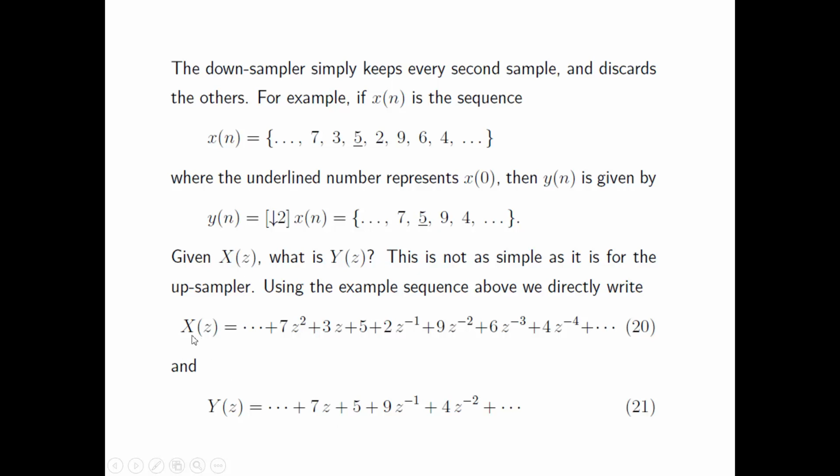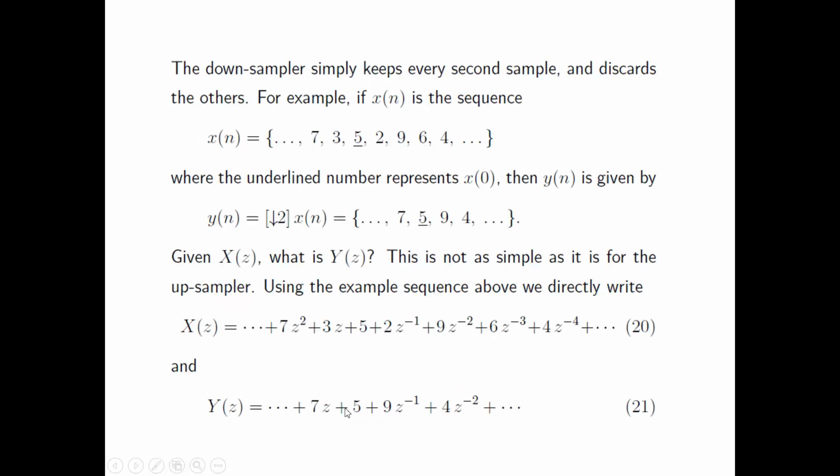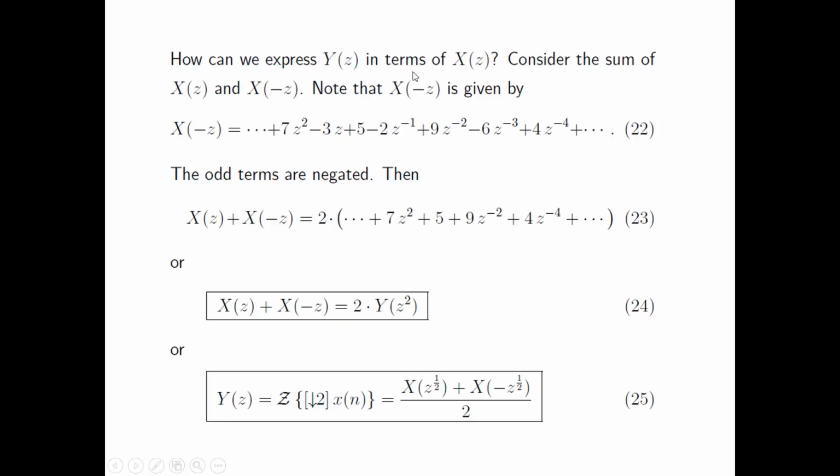Now, if you compare the equations X(z) and Y(z), you will see how we can express Y(z) in terms of X(z). Let us see how this Y(z) can be expressed in terms of X(z). Consider the sum. Let's say we take two equations, one with X(z), and the other X(minus z), and we take the sum. Now, what will X(minus z) be?